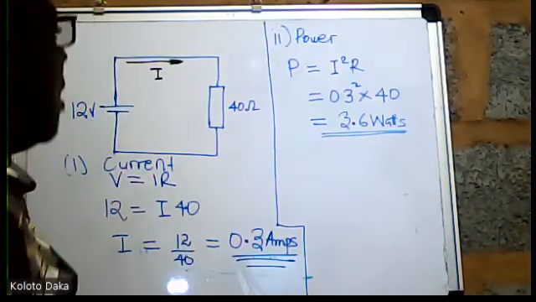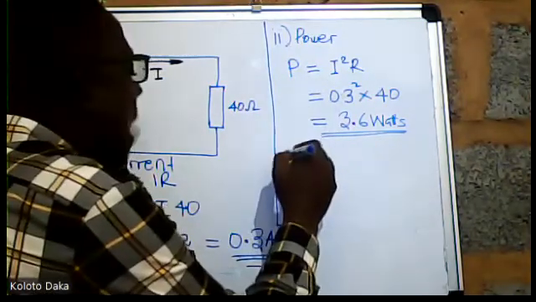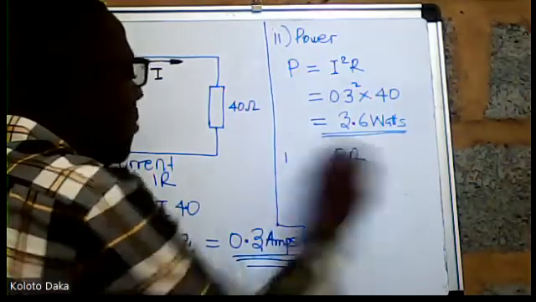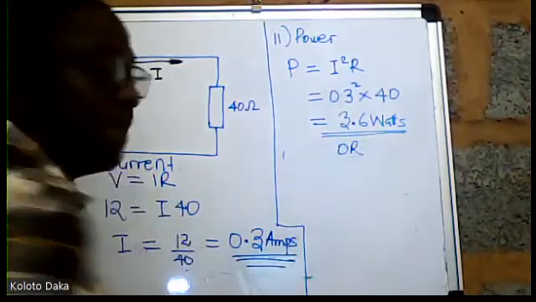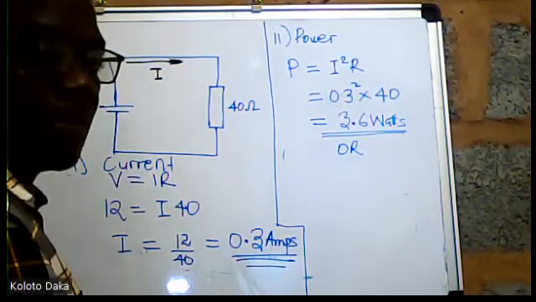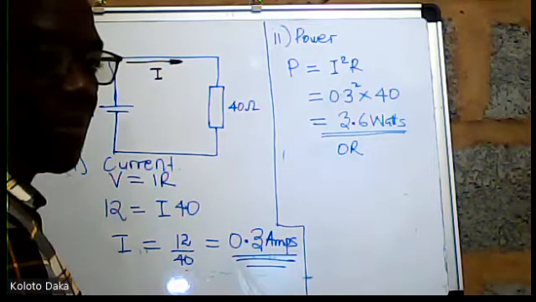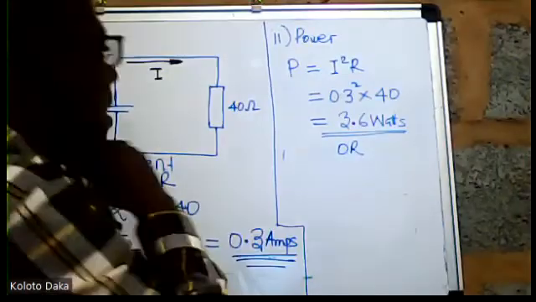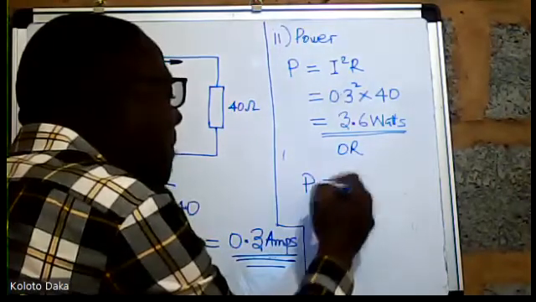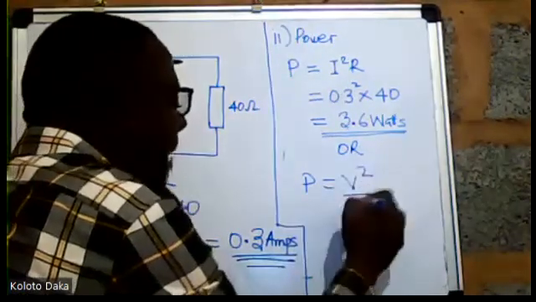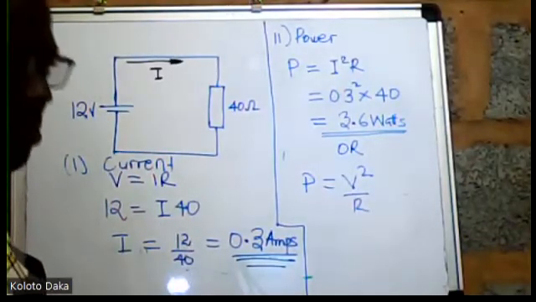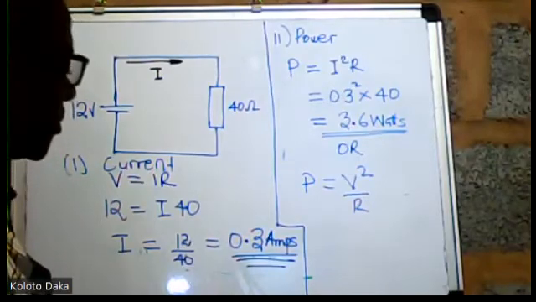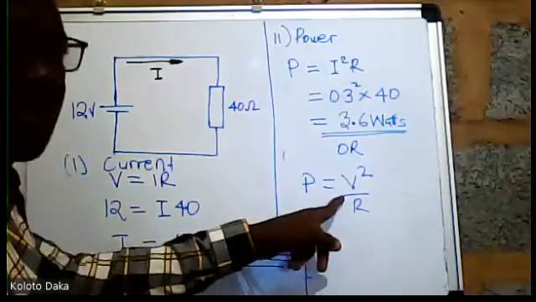Another formula for power. Is that correct? Is it 3.6? Yes, it's 3.6. Power can also be found as V squared over R. If anything, in this question, I encourage you to use this one.